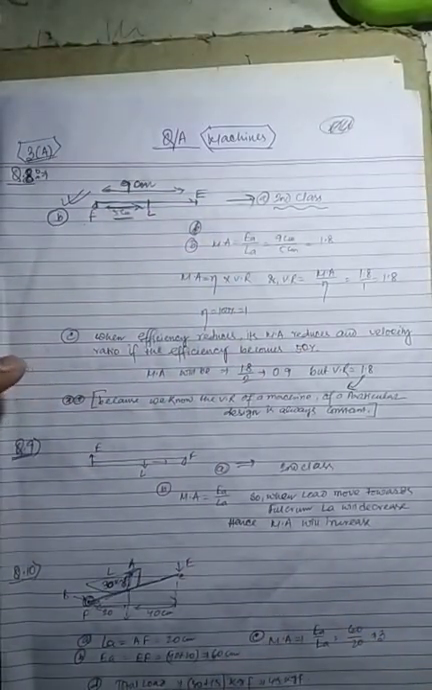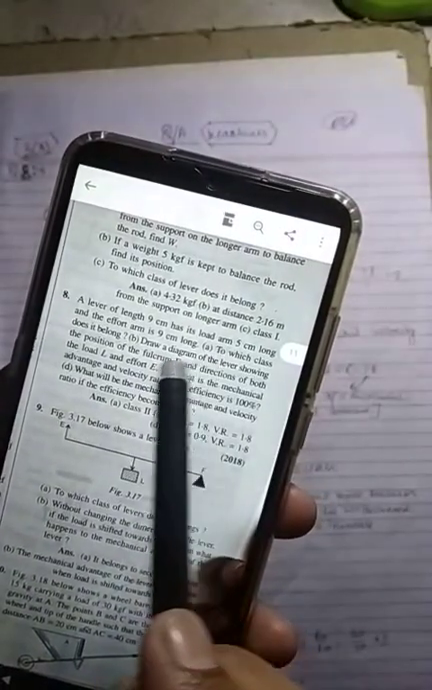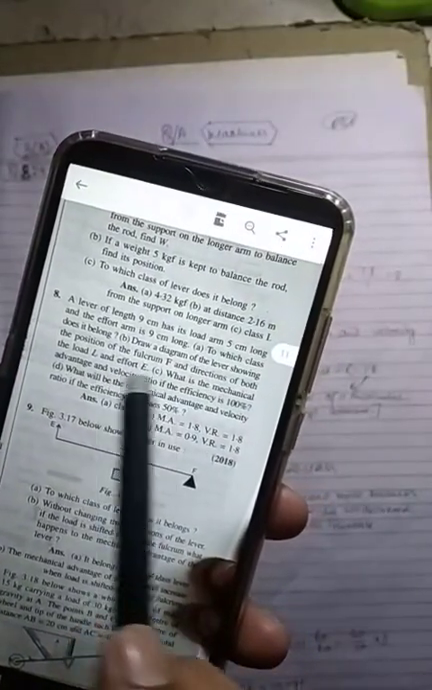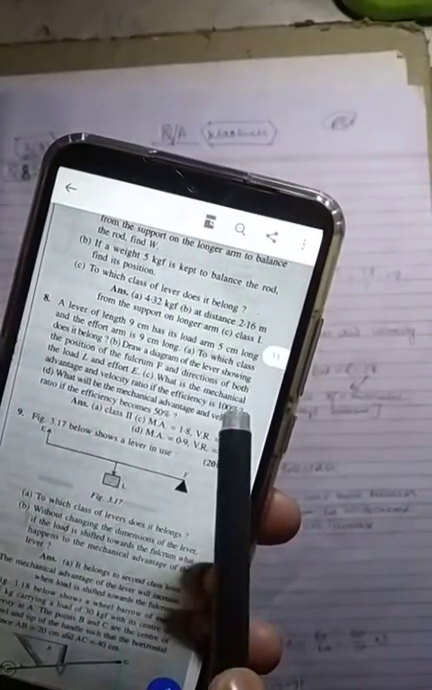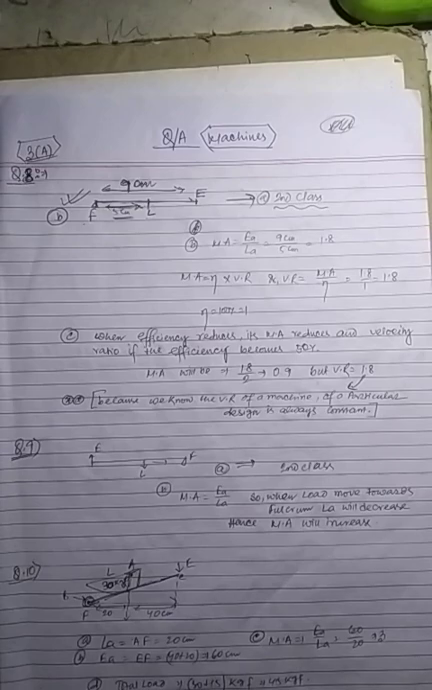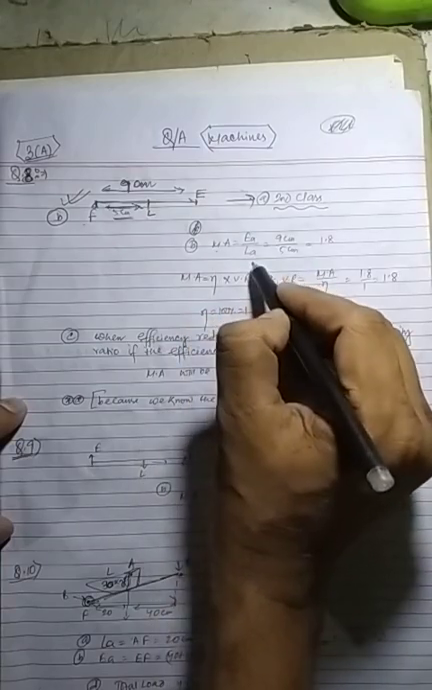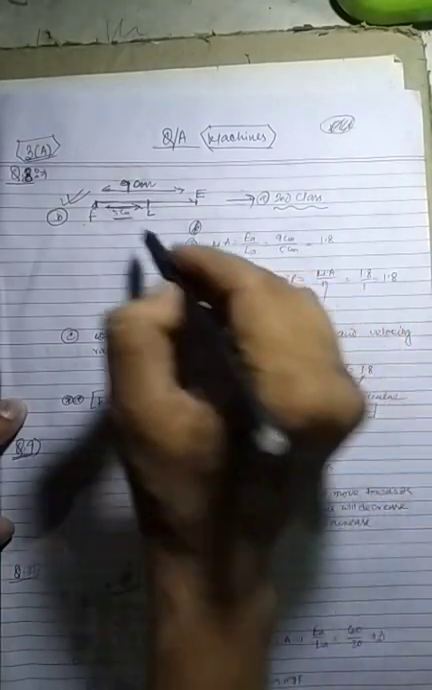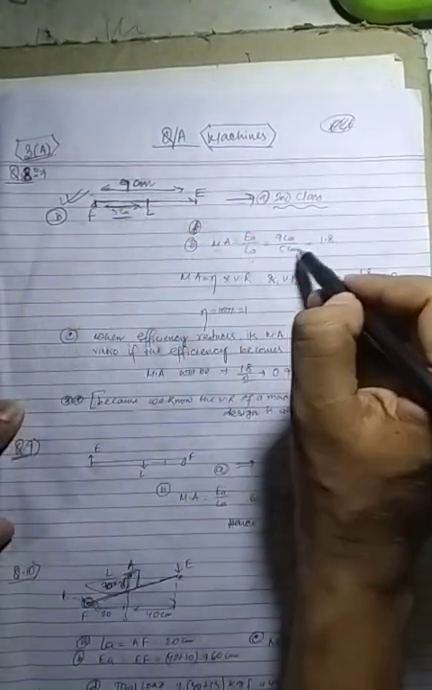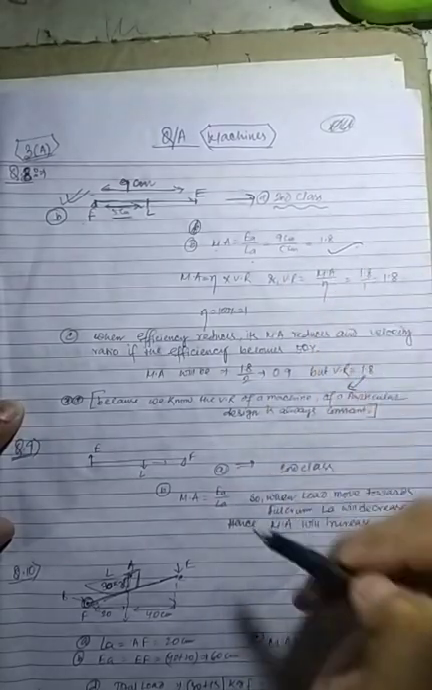Now the third question is C. Once again I am showing the question. Now come to C. What is the mechanical advantage and velocity ratio if the efficiency is 100%? Efficiency 100% means mechanical advantage and velocity ratio will be the same, you know that. Mechanical advantage will be effort arm by load arm. Effort arm is 9 centimeter, load arm is 5. 9 by 5 means 1.8.